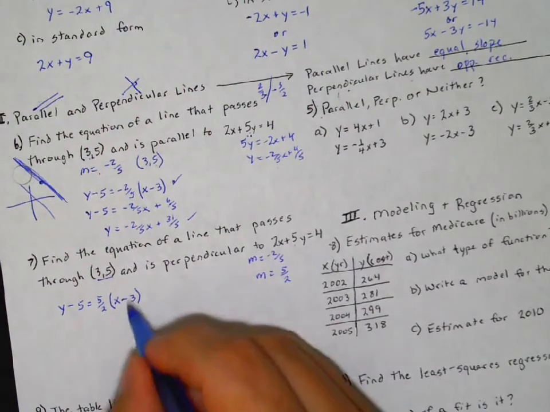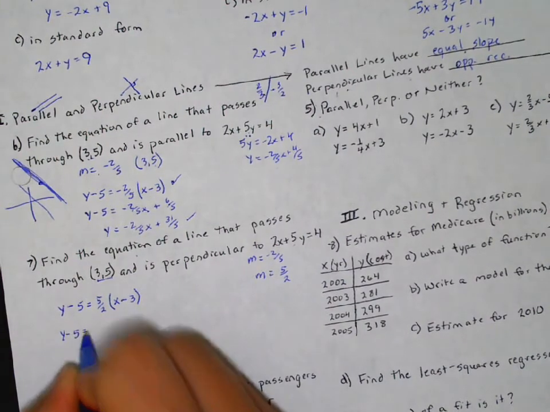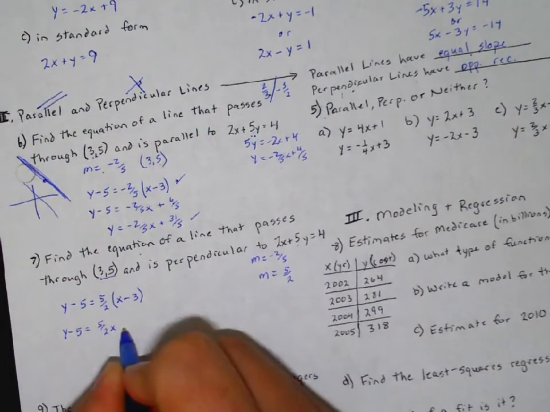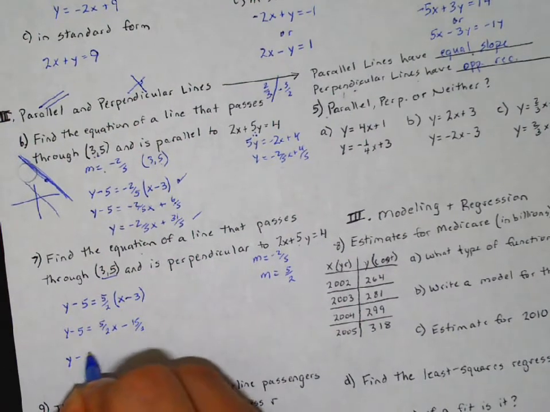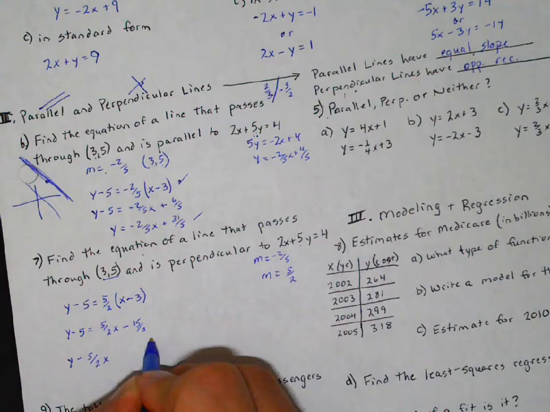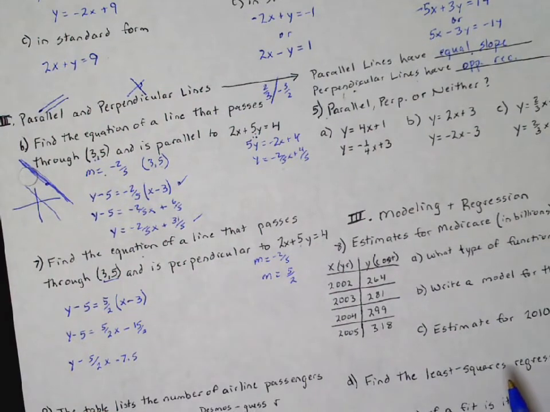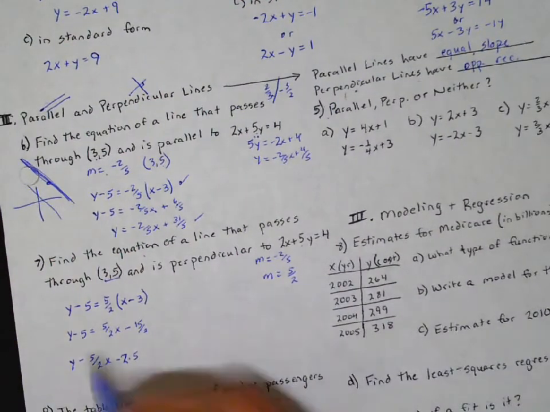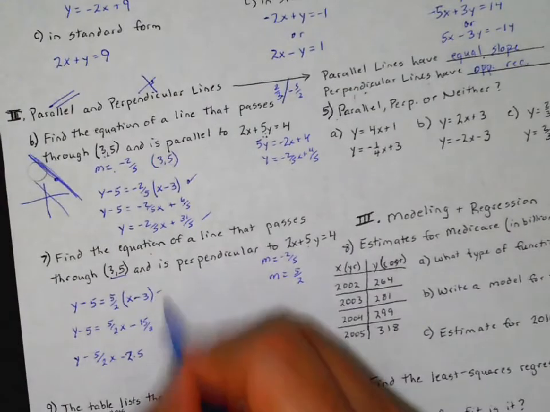Okay, so there's our equation in point slope, and if I want to put it in slope intercept, multiply through and add the 5 over, and that would be what, negative 7.5... Oh, no, 2.5. What am I thinking? Yep, negative 2.5. So that would be negative 7.5 plus 5 would be negative 2.5. Okay, so either form is okay if it doesn't specify.